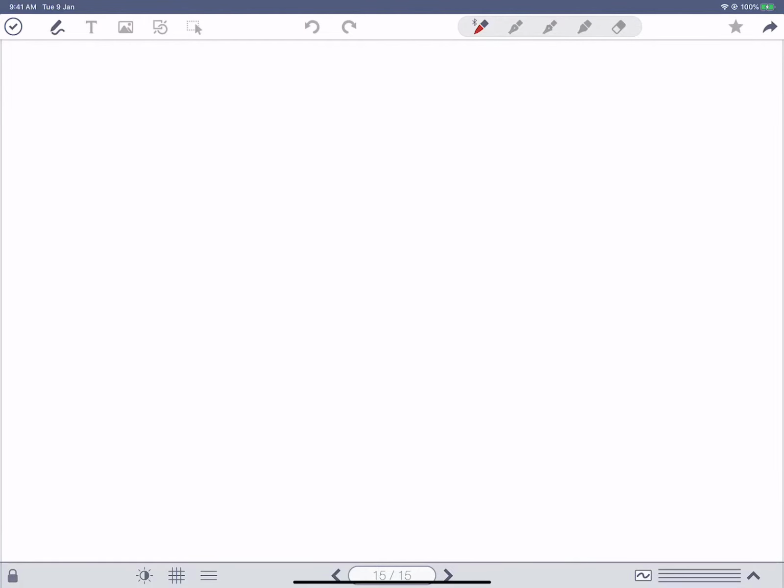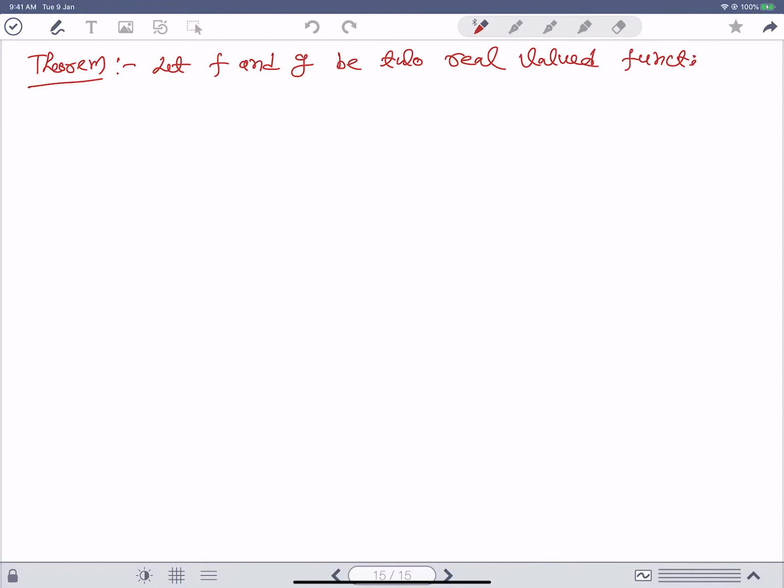So today I start with a few properties of continuous functions. So here is the theorem. Let f and g be two real valued functions such that f and g both are continuous at the point c.